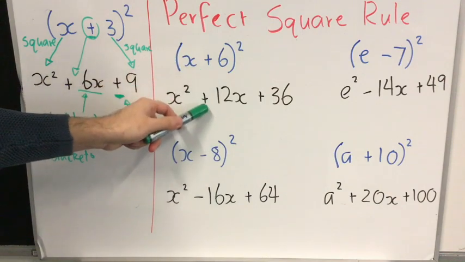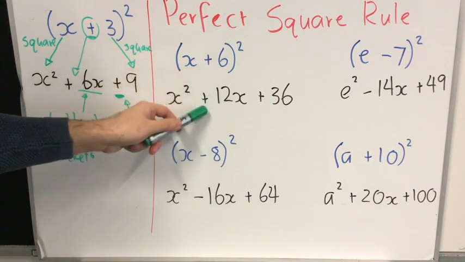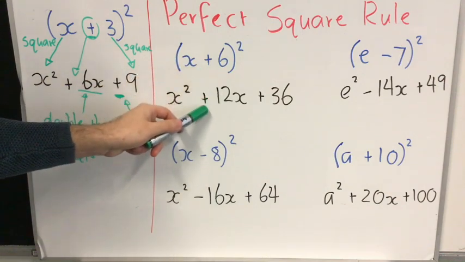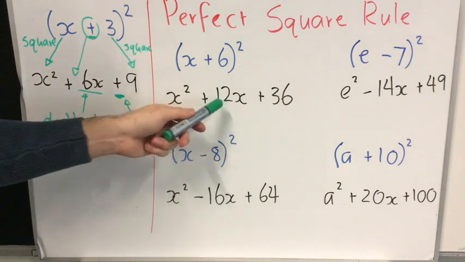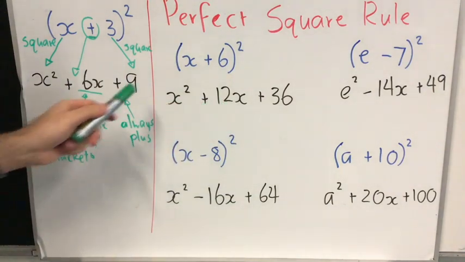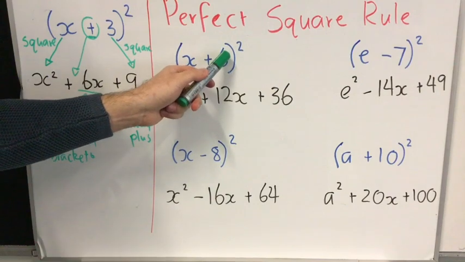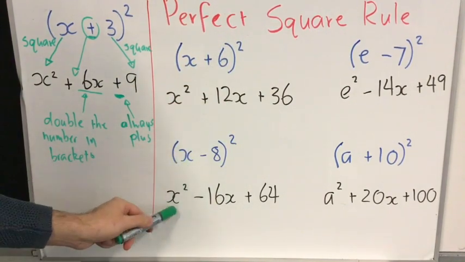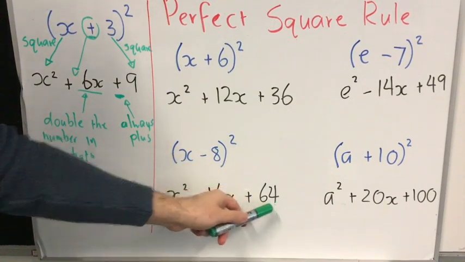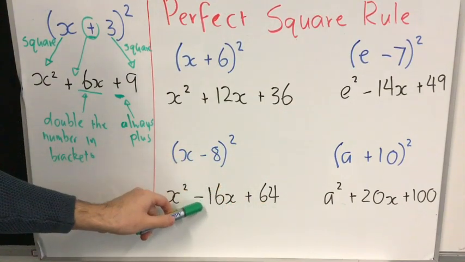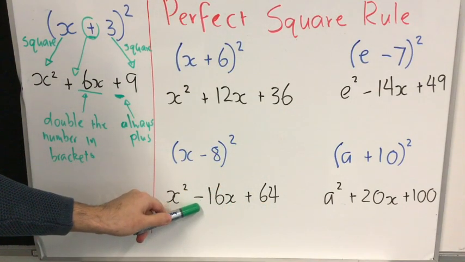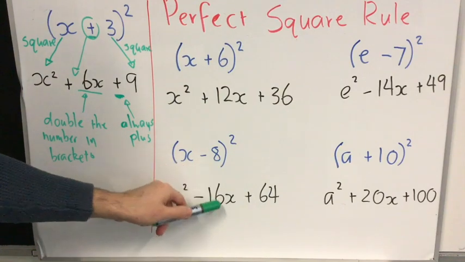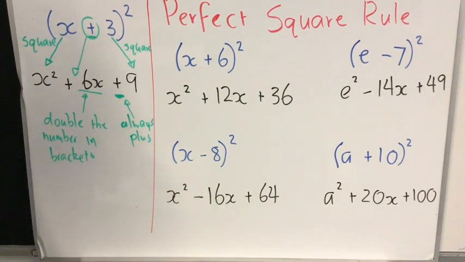Here, I put a plus there because that's what's in the brackets. Whatever's in the brackets is what goes there. The tricky middle bit says double the number in the brackets. There's a 6 in the brackets, double 6, 12. Same thing for the next one. X squared, 8 times 8 is 64. There was a minus in the bracket, so I put a minus there that time. Double 8 is 16, and then put the letter X next to it.